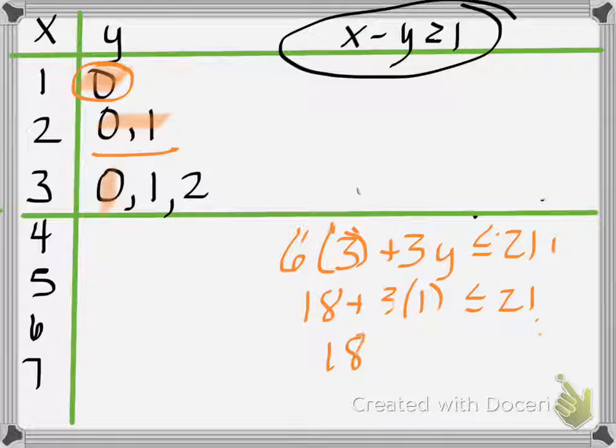Is 18 plus 3 times 1. So 18 plus 3. Is that less than or equal to 0? Yes. Okay, let's go to the next one. Or less than or equal to 21, excuse me.